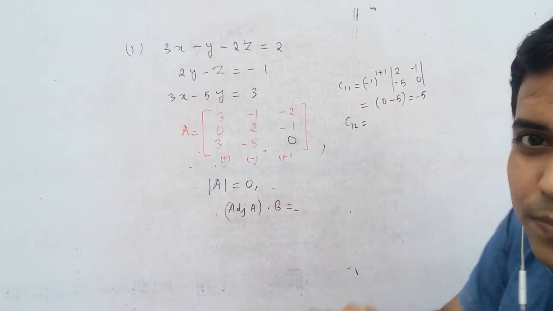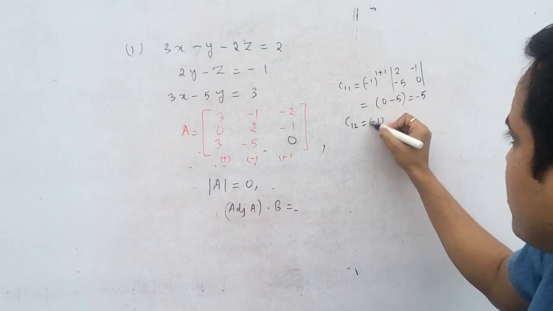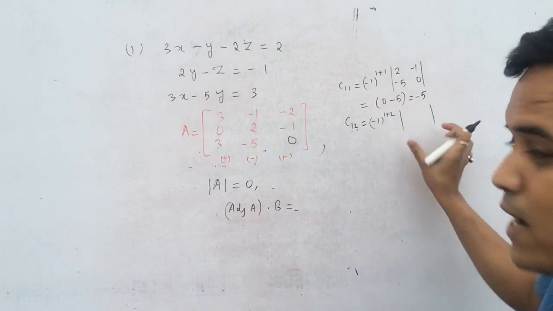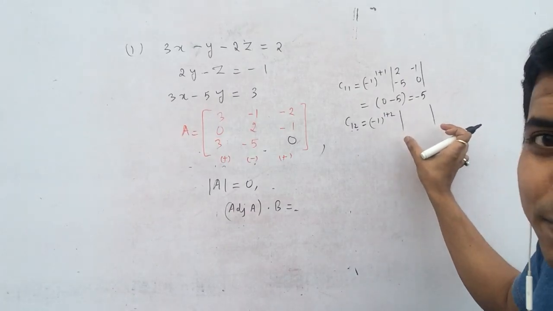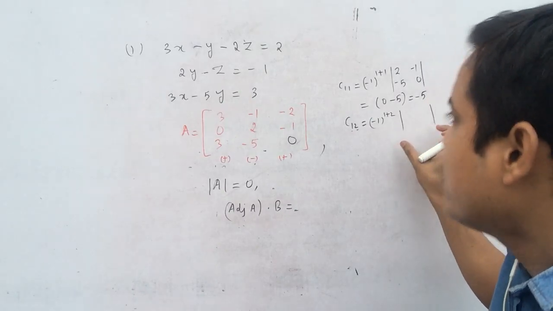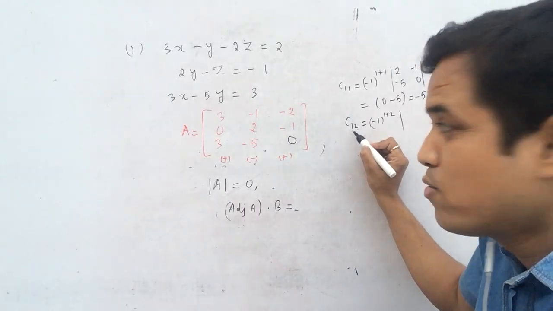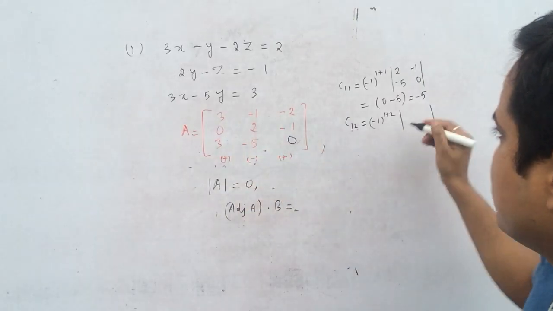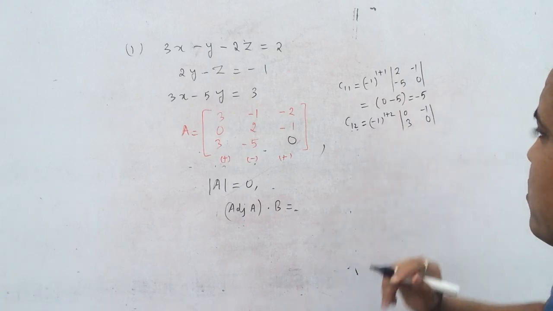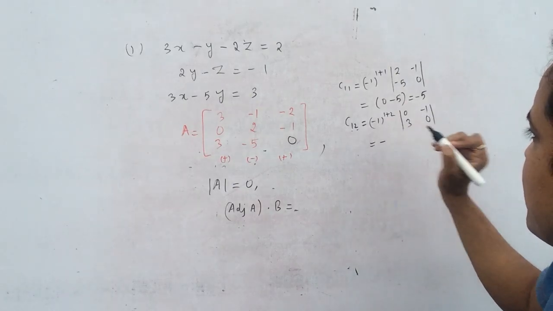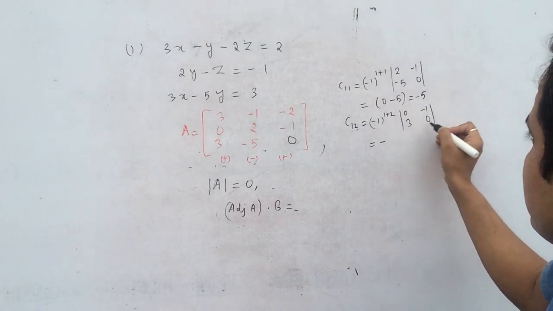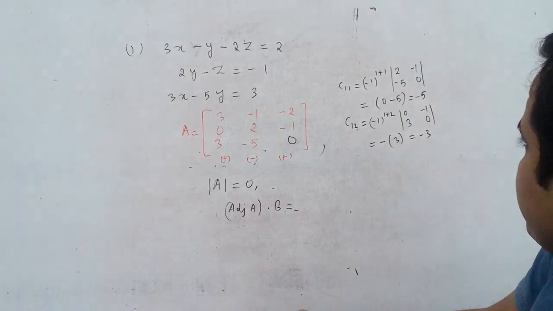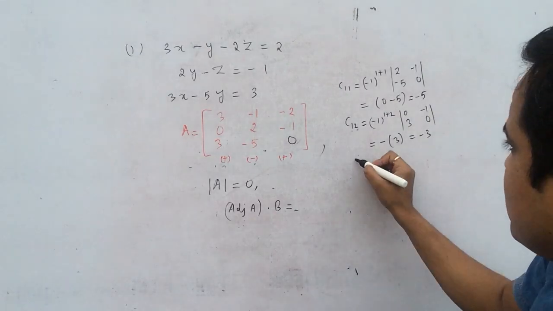C12, okay, first row second column. So what is the formula? Minus 1 raised to power i plus j, means 1 plus 2, and its minor. You get the determinant of the sub matrix you obtain after removing first row and second column. You will get here 0 3 minus 1 0, like this. Okay, so you would get negative because negative power of odd number. So 0 minus or minus 3 would be 3. Okay, so minus 3 you get.